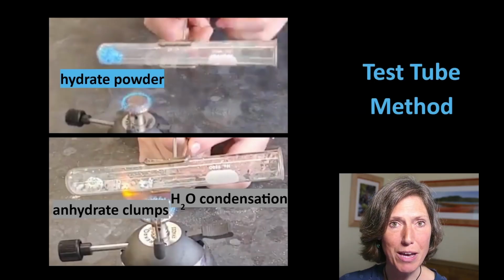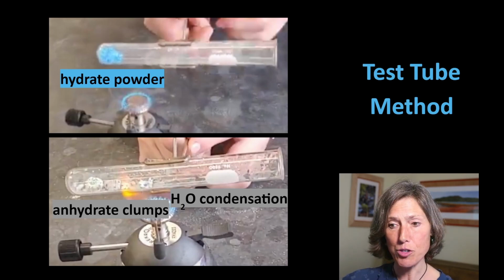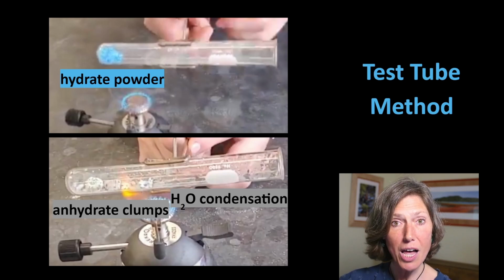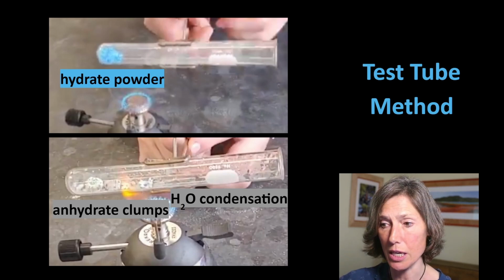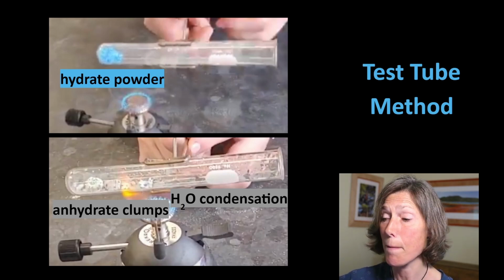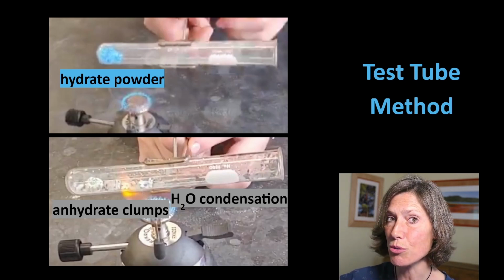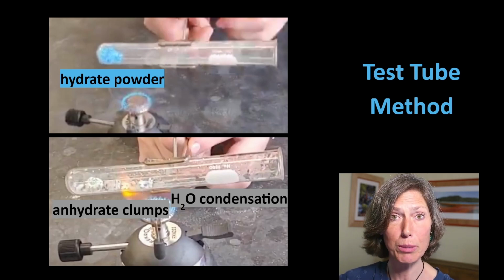So this alternate method, we start off again with the hydrate powder. And after a while, after enough heat has been applied, we get anhydrate clumps, but you already see a little issue there because in the neck of that test tube, a little bit higher up, you see a lot of H2O condensation. What might that do to our measurements? What might that do to the mass that we're going to take after the heating has been completed?